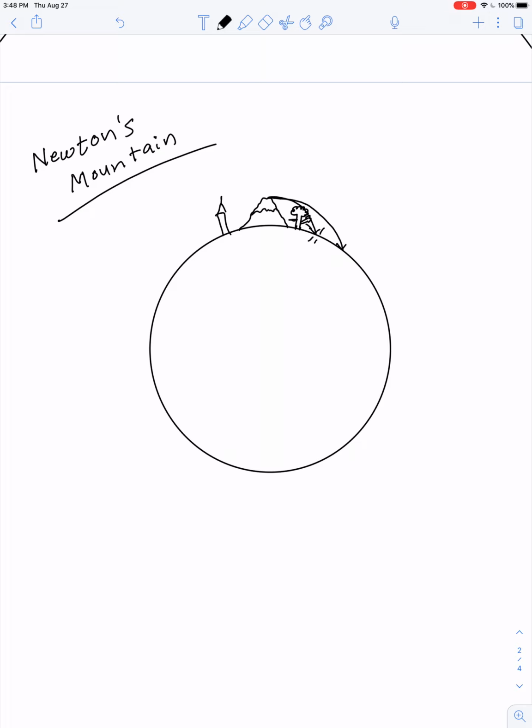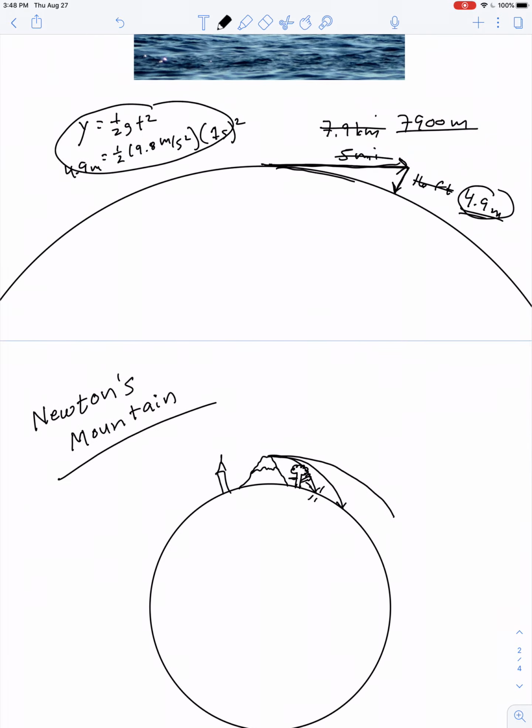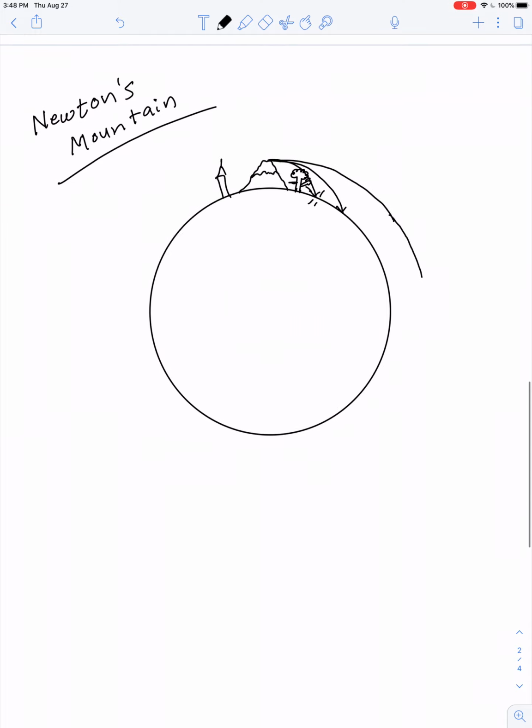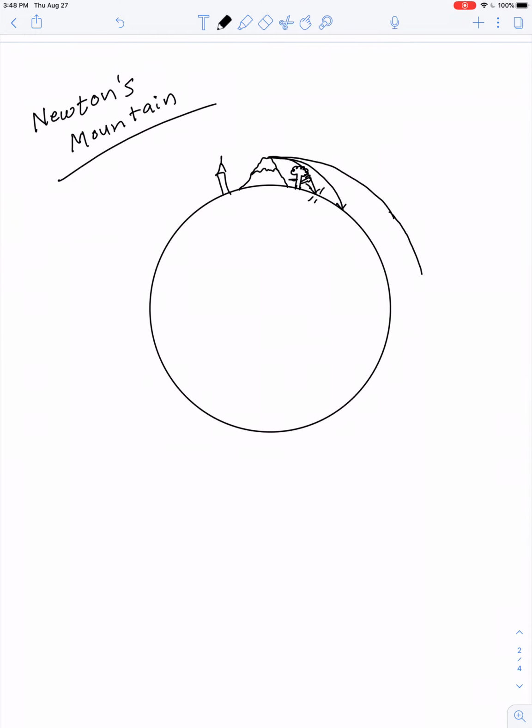If you could throw something fast enough from the top of Newton's mountain, then does it ever fall so that the way in which the curvature of the Earth falls below a straight line matches the way in which your satellite would want to fall? Yeah, this is absolutely how satellites are placed in orbit.